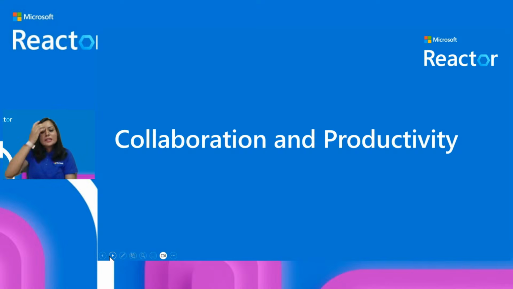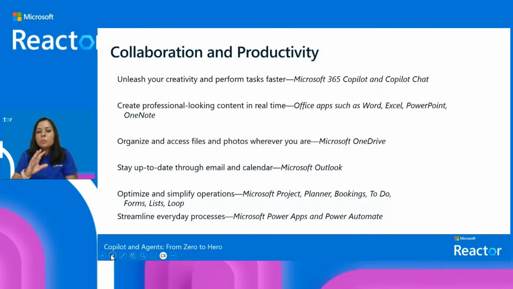In the collaboration and productivity requirements, we can use platforms like Microsoft 365 Copilot Chat for performing tasks at a faster rate. Maybe you want to catch up on meetings, or you want to catch up on a recap, or you want help with drafting emails. These can be done much faster with your Copilot solution.